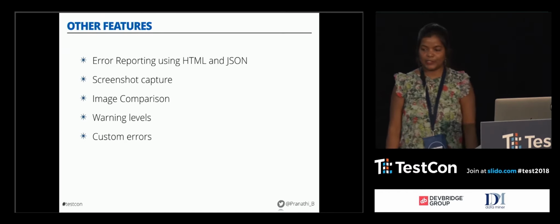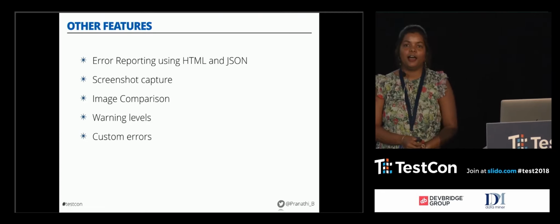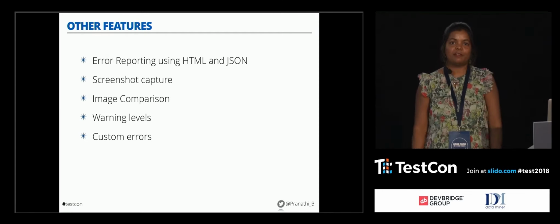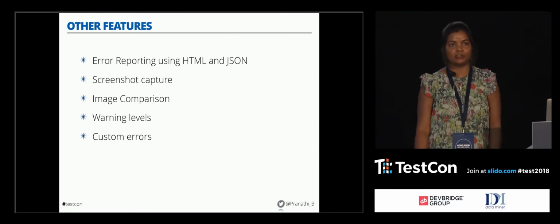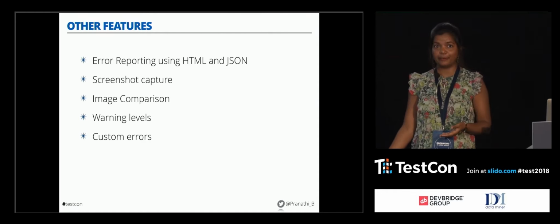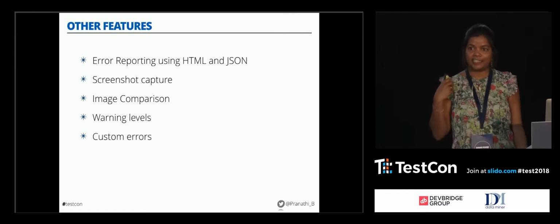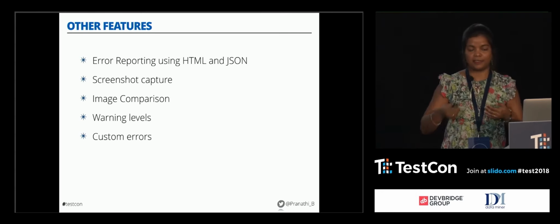All right, so what are the other features that we have with Galen? You've seen the HTML file that I've shown you already. So all the error reporting can be done using the HTML files or JSON files. It does the screenshot capturing. How cool is it, right? It highlights the element, it tells you what's wrong with that element and things like that.